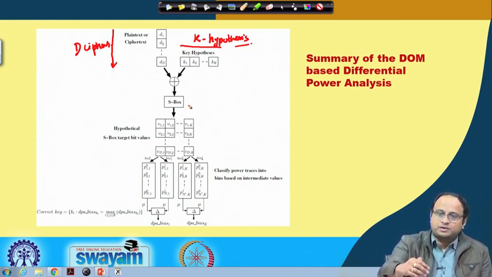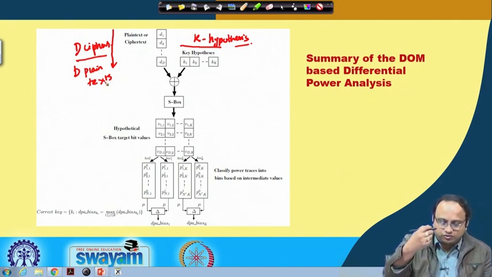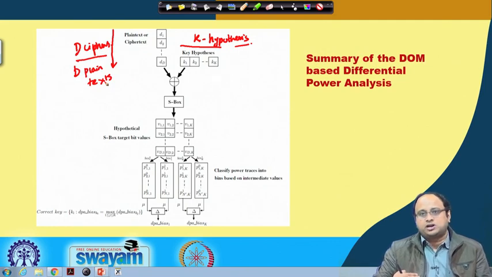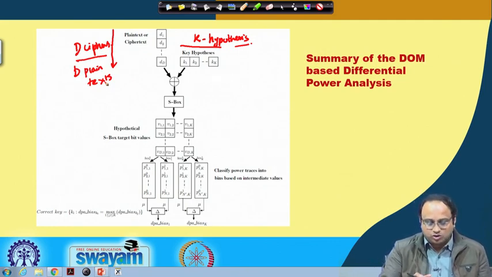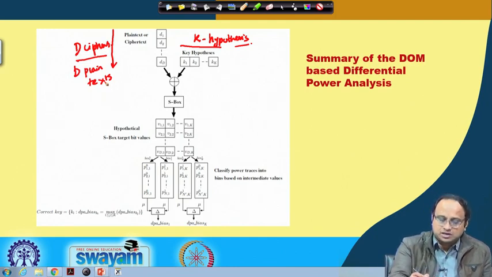If you are doing the attack from the plain text, this could be either D ciphers or D plain text also. The plain text means the message that you are encrypting. We have already seen the attack when operating from the cipher, and you can also do the attack from the plain text. So suppose these are all D plain texts, I XOR all my key hypotheses, and I target any one of the S boxes.